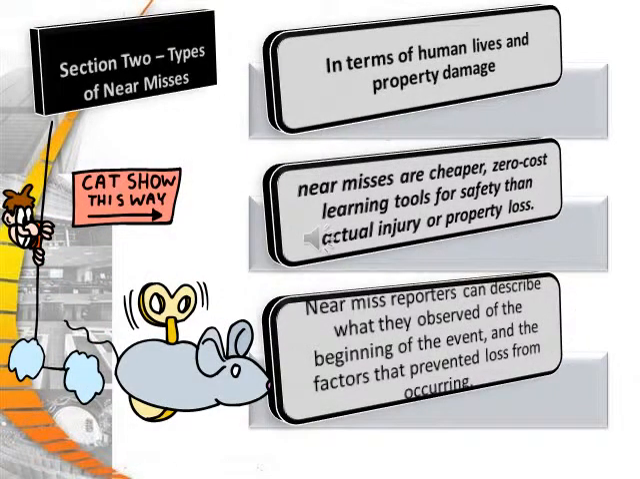Types of near misses. In terms of human lives and property damages, near misses are cheaper, zero-cost learning tools for safety than actual injury or property loss. Near-miss reporters can describe what they observed at the beginning of the event and the factors that prevented the loss from occurring.